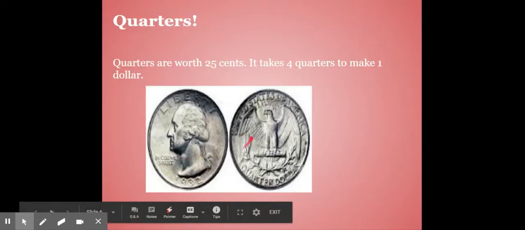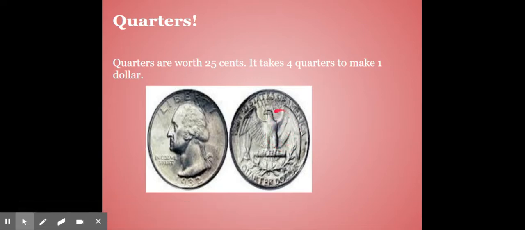Quarters are the next biggest coin we have. They are worth 25 cents. That means one of these right here, this one that my pointer is on, is worth 25 pennies. So you could totally trade 25 pennies for 1 quarter.